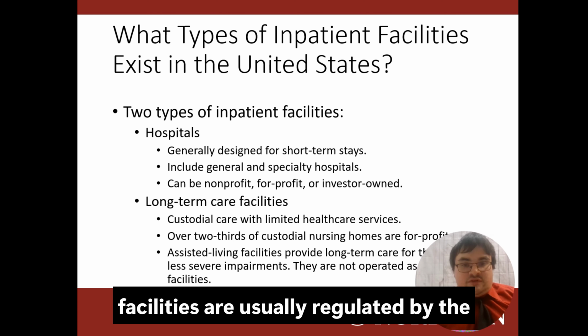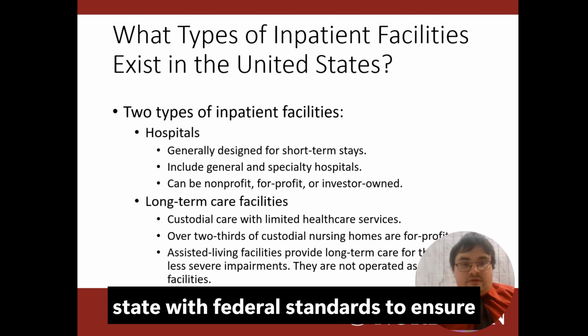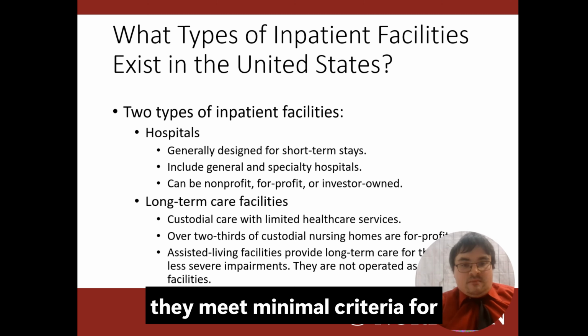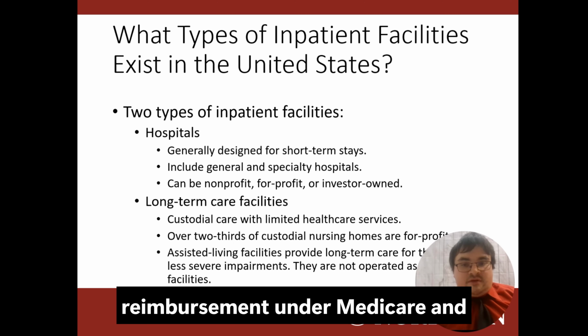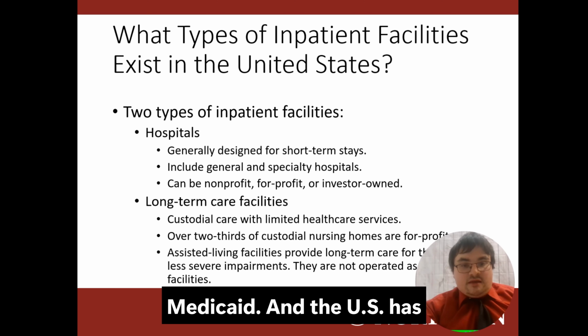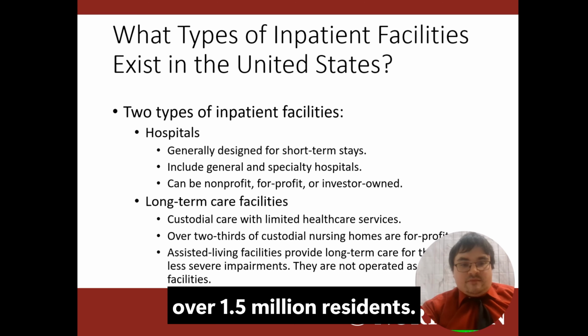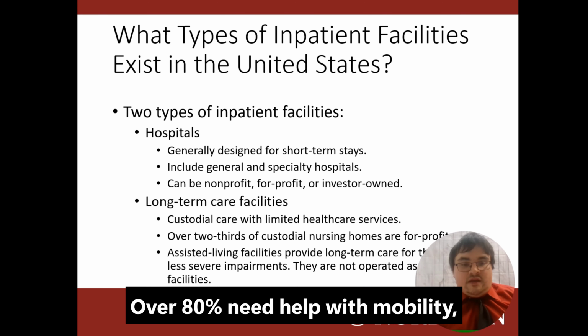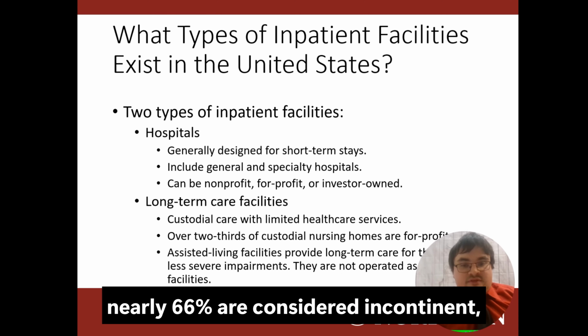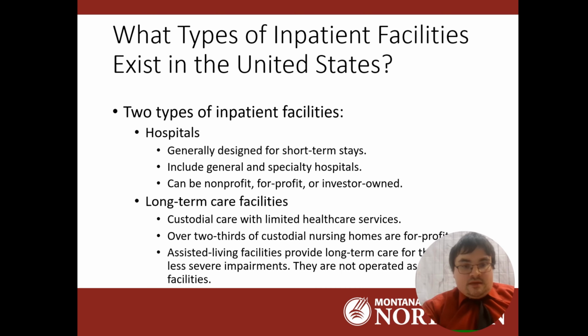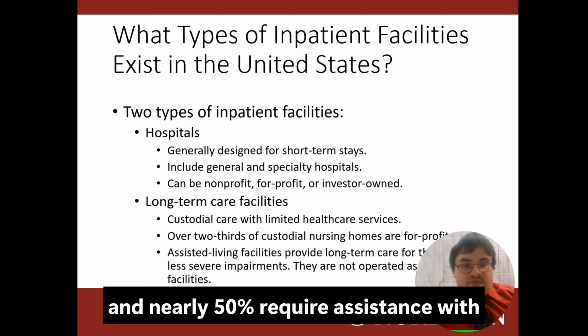Long-term care facilities are usually regulated by the state with federal standards to ensure they meet minimal criteria for reimbursement under Medicare and Medicaid. And the US has over 15,000 nursing homes with over 1.5 million residents, where over 80% need help with mobility, nearly 66% are considered incontinent, and nearly 50% require assistance with eating.